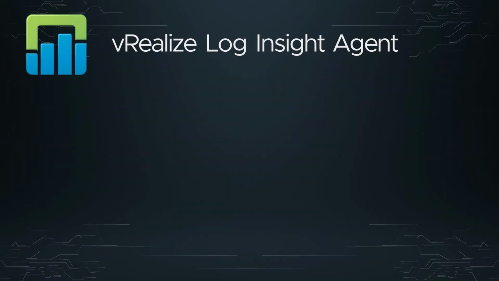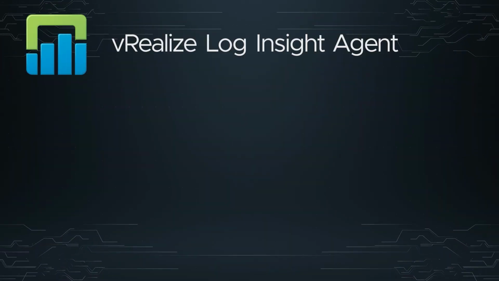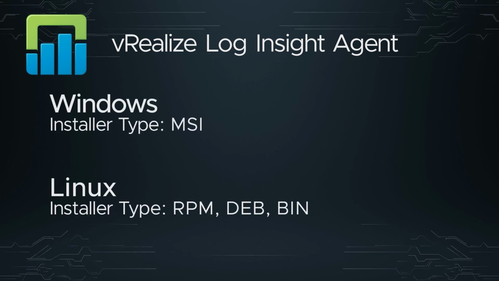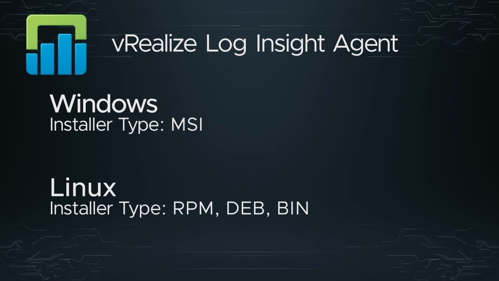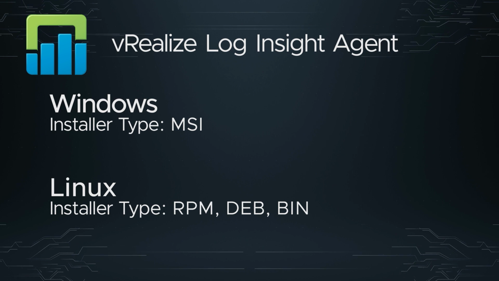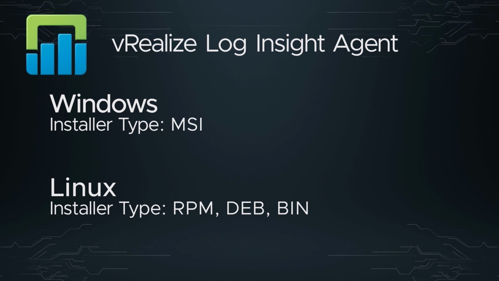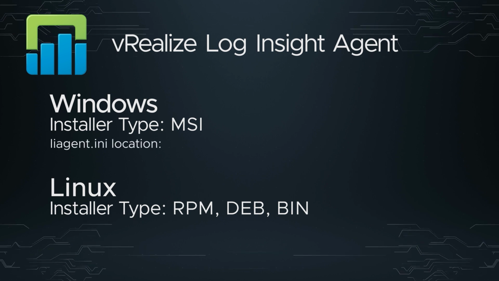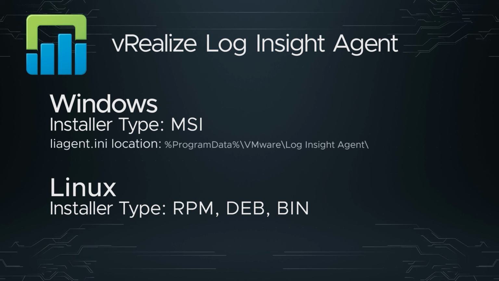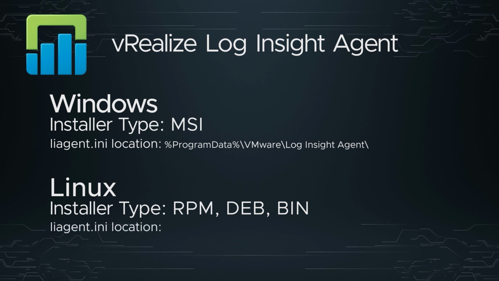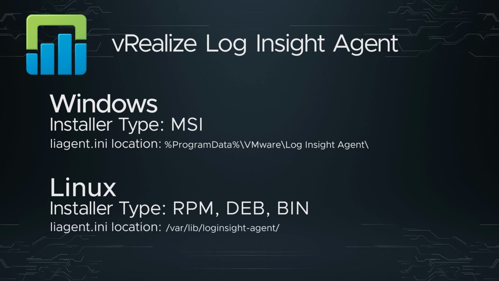The vRealize Log Insight agent comes in a variety of packages. There's a Windows MSI and Linux RPM, DEB, and binary formats. The agent can be downloaded directly from vRealize Log Insight or through My VMware. Once installed, there's a single configuration file called liagent.ini. On Windows, this file is located in Program Data VMware Log Insight Agent, and in Linux, you can find it in var lib loginsight-agent. More on this later.